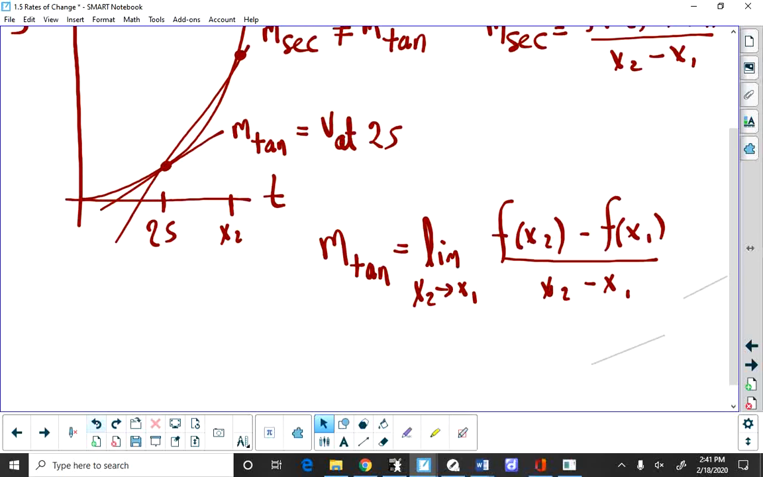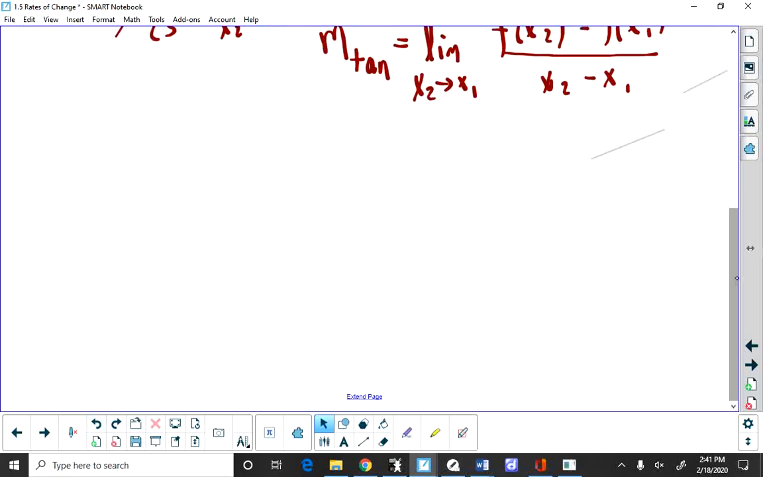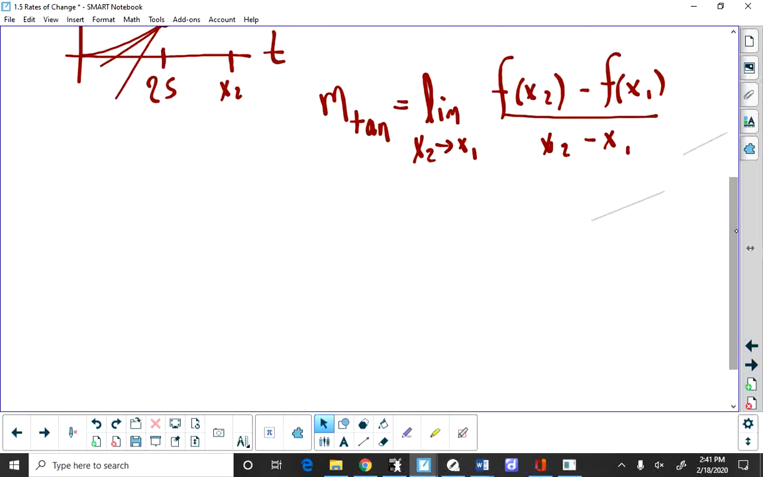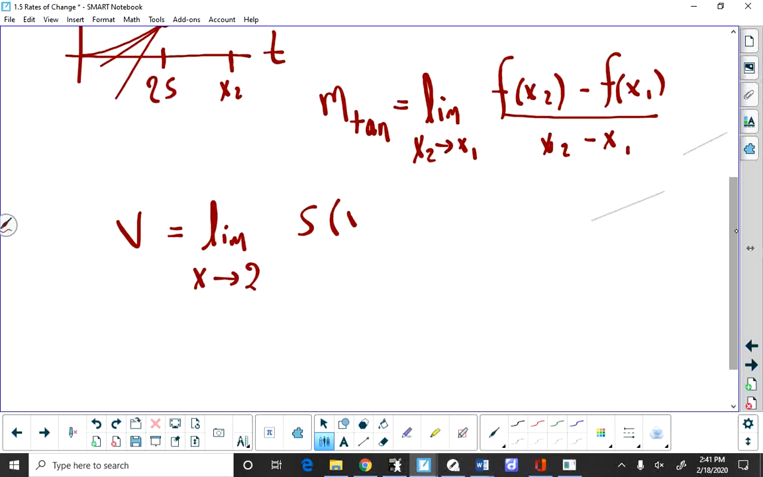So, the answer to this question will be v equals the limit as x approaches 2. Now I can use this specific formula with this notation or not. If I had my way, I wouldn't even have shown you this formula, but you're going to see it in your notes and in your textbook. So you're going to see it in post-secondary. Of s of x minus s of 2 over x minus 2. We're just finding the slope of a tangent.